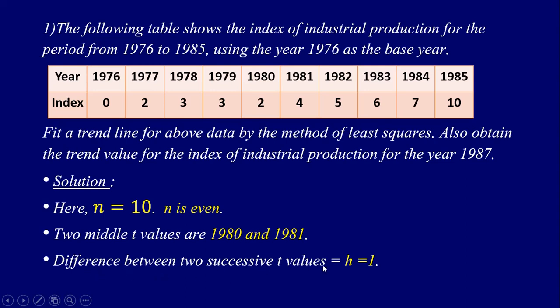Now the difference between two successive t values: 1976, 1977, the difference is 1 year. 1977, 1978, the difference is 1 year. So the difference between two successive t values is denoted by h, and in this case it is 1. So from the given data we get n is equal to 10, two middle t values are 1980 and 1981, and h is equal to 1.